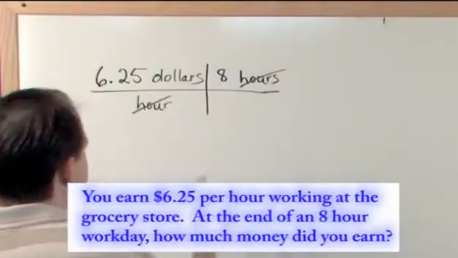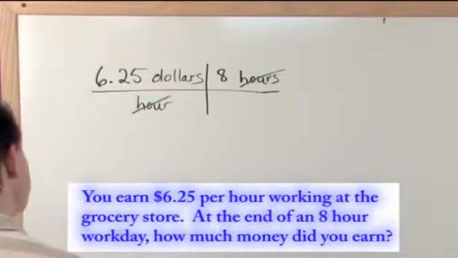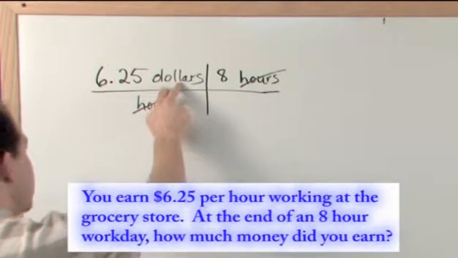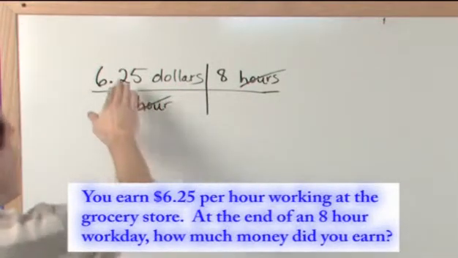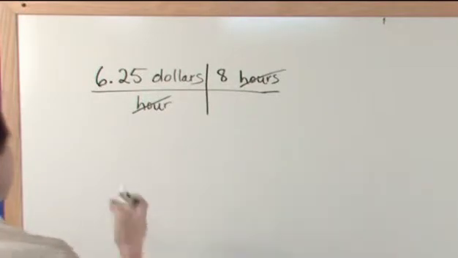If you could just remember, left with a unit of dollars, I'd be left with something else. So that wouldn't give me what it's asking, which is how much money did I earn. You have to be left with the number of dollars. So this is how you know you should multiply, okay? So let's do that.